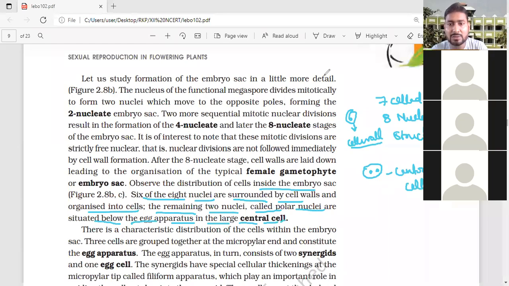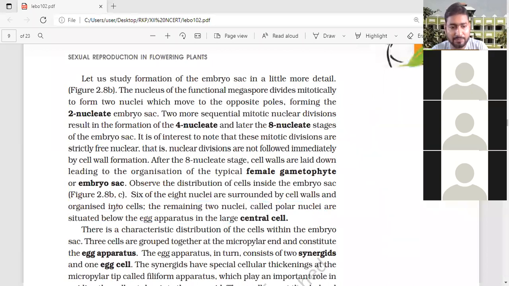So, as given in the text, 6 of the 8 nuclei are surrounded by walls and organized into cells. The remaining 2 nuclei, called polar nuclei, are situated below the egg apparatus in the large central cell. Now, just come.